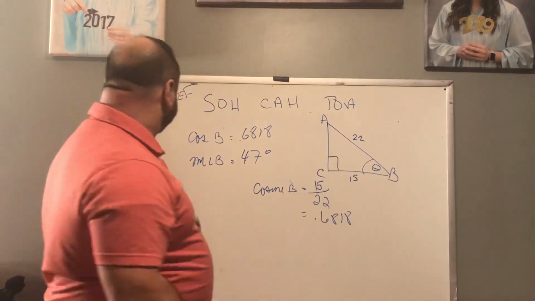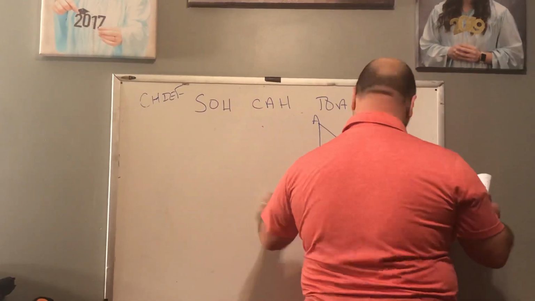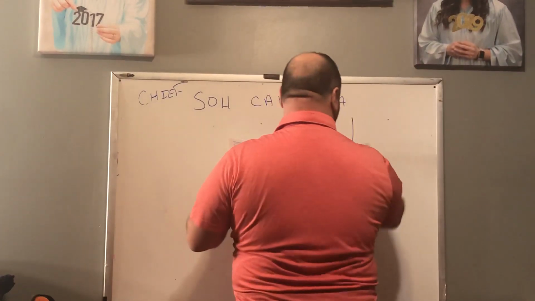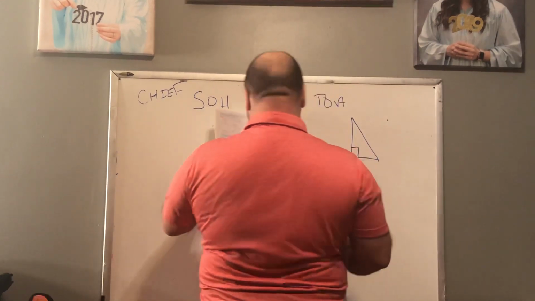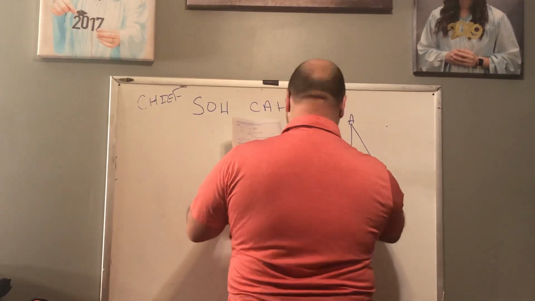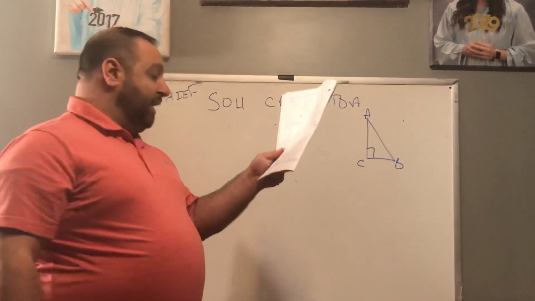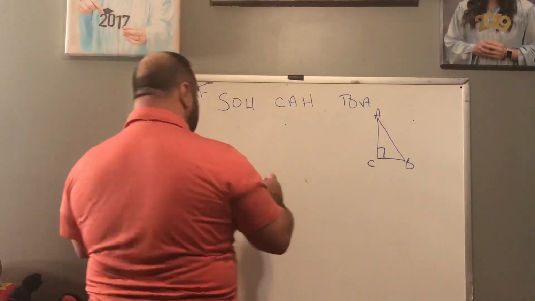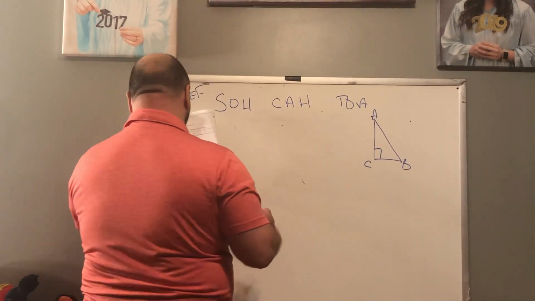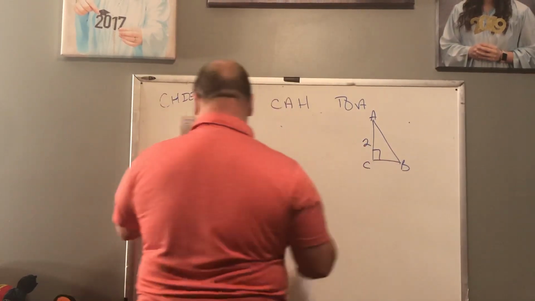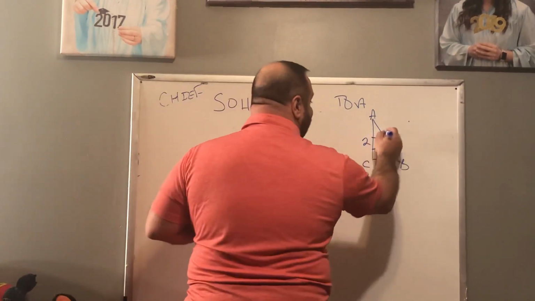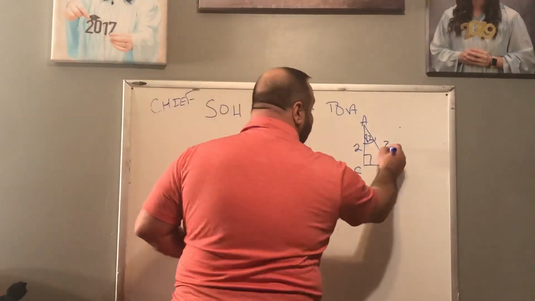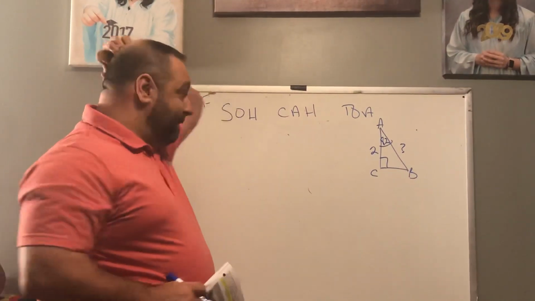Look at number 11. We'll do number 11 together just by way of exercise. So again, we're finding the unknown lengths of these triangles, and all we need is 2 of the 3 terms of these equations. For number 11, we have AC is 2, and the measure of angle A is 82 degrees. We want to find the length of the hypotenuse, which is AB.